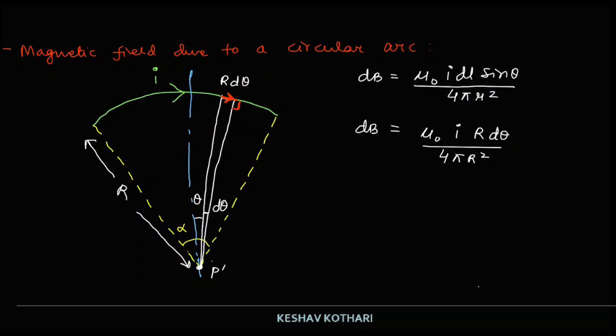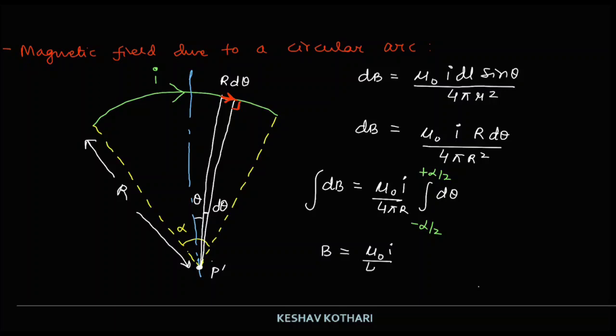So from here I can say that the equation is reduced to mu naught I upon 4 pi r integration of d theta. And the limit of integration is from minus alpha by 2 to plus alpha by 2, and hence I can say that the strength of magnetic field B is equal to mu naught I upon 4 pi r times the total angle alpha. So this is the value of magnetic field that we have for the current carrying circular arc.